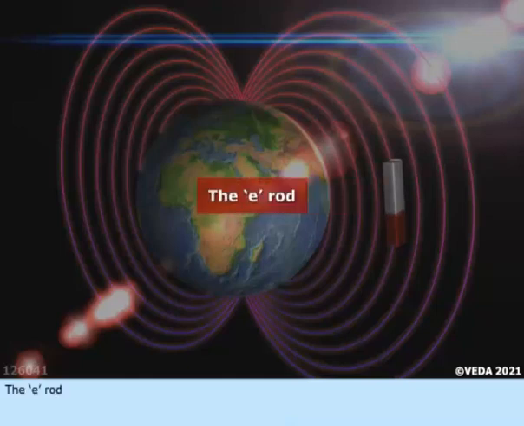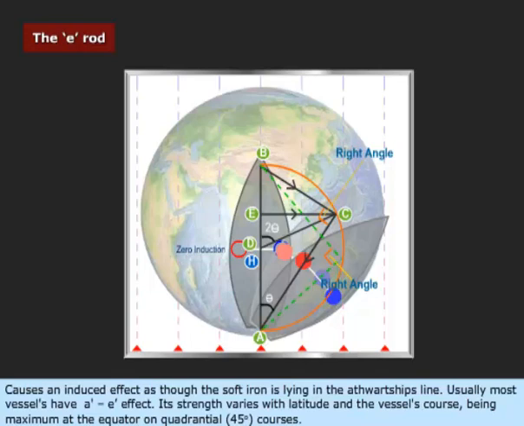The E-rod causes an induced effect as though the soft iron is lying in the athwartship's line. Usually, most vessels have a negative E effect. Its strength varies with latitude and the vessel's course, being maximum at the equator on quadrantal 45-degree courses.